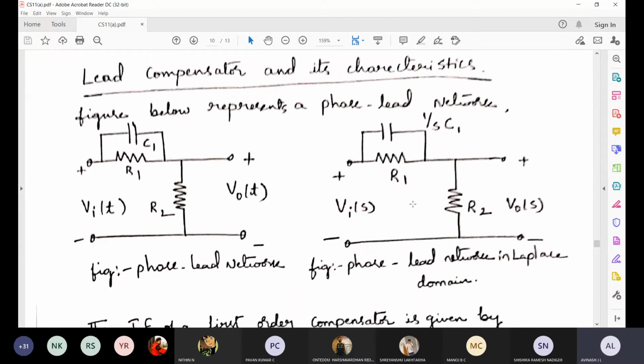I can write this circuit diagram, all of you. You can see the lead compensator and its characteristics. As I told you, it is a theoretical part. We need to understand the circuit and some of the concepts here. Please take this circuit diagram, all of you.